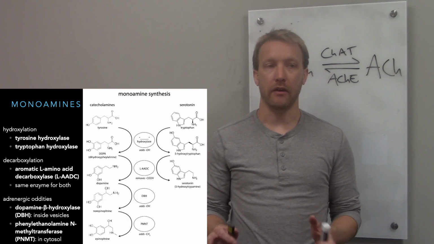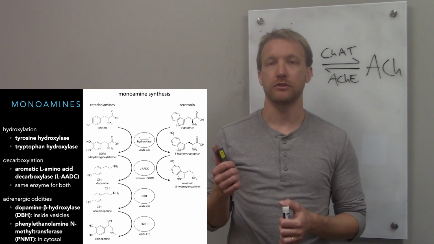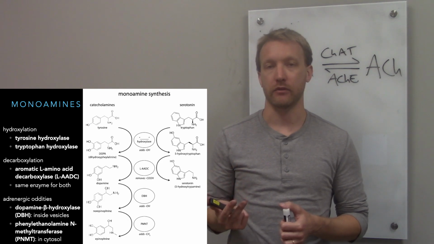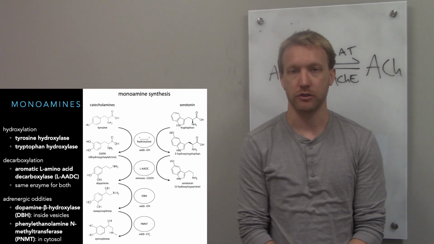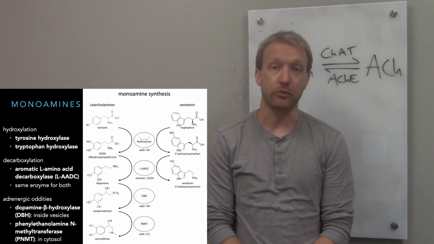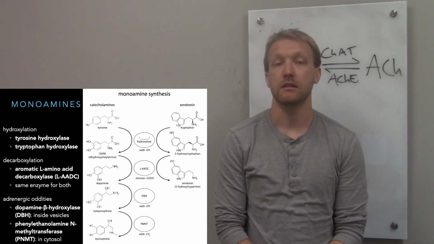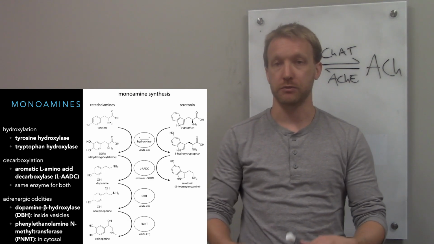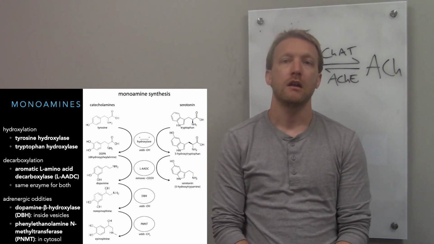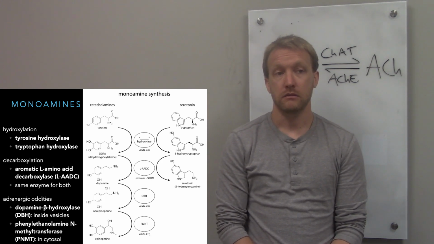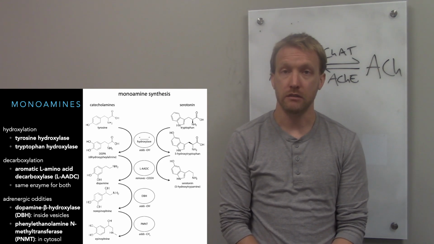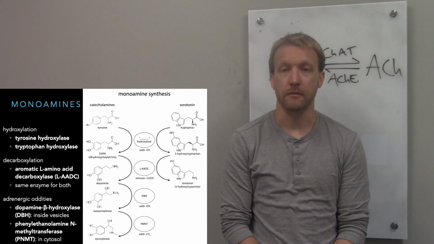Two big distinctions we have would be the catecholamines, that includes dopamine, norepinephrine, and epinephrine, and then serotonin. As you can see from this cartoon schematic, their synthesis is pretty similar, at least until we get into norepinephrine and epinephrine. But both of these start with an amino acid. In the case of catecholamines, tyrosine. In the case of serotonin, tryptophan.